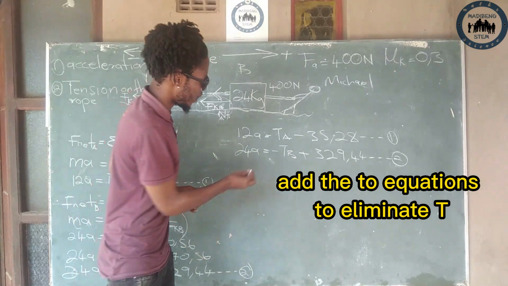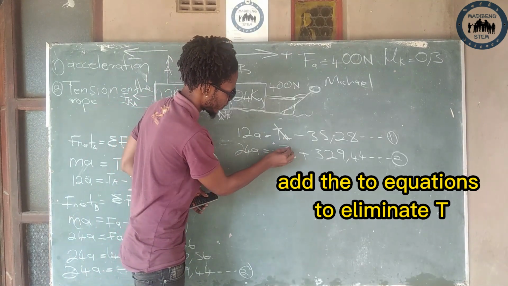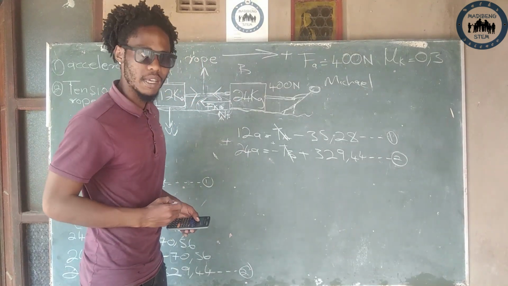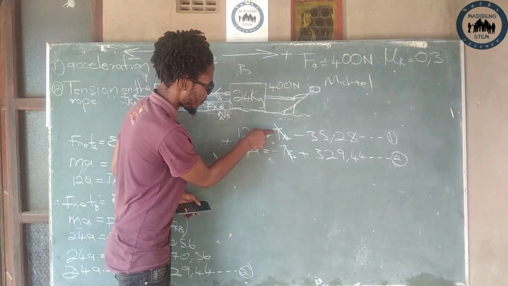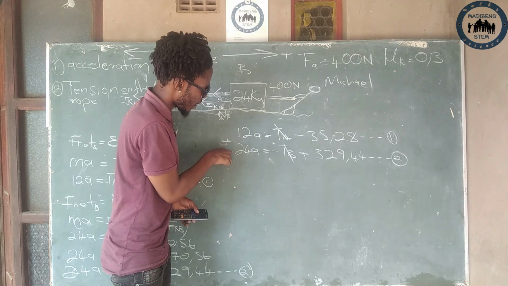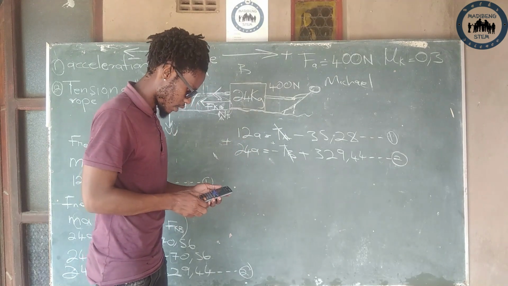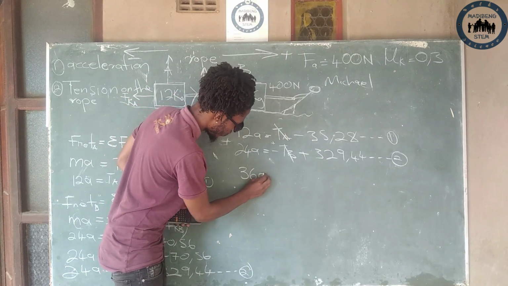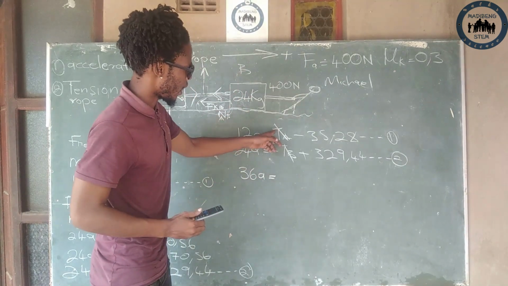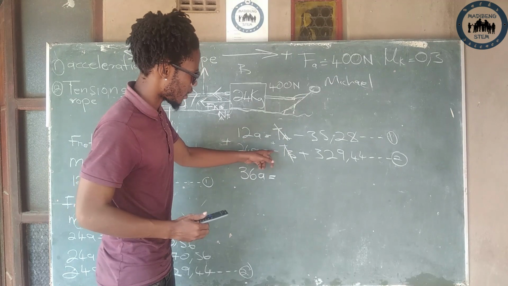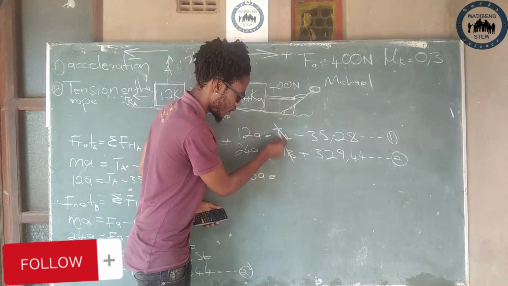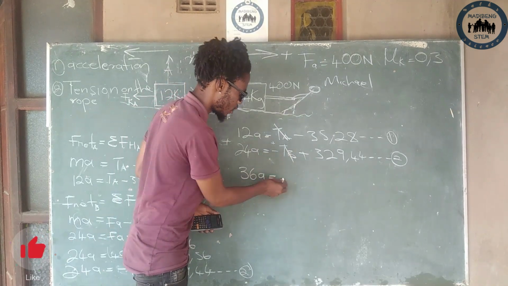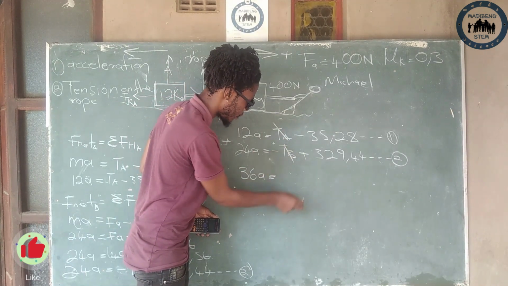So if I add these two, then this will cancel this. If I add, it's an addition method, not subtraction method. So here I'm adding this 12 plus 24. 12 plus 24 gives us 36a. So now when I add my TA plus TB, it's 0. T plus minus T gives us 0. So this will eliminate this.